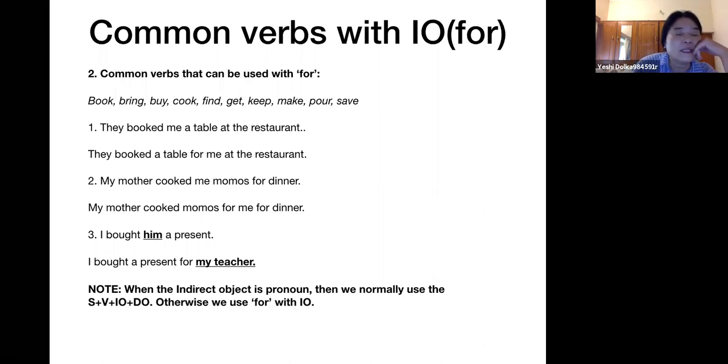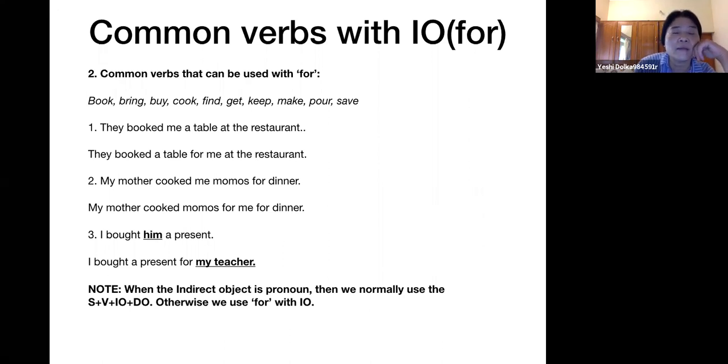Okay. And then my mother cooked me momos for dinner. My mother cooked momos for me for dinner, not to me. My mother cooked momos for me for dinner.